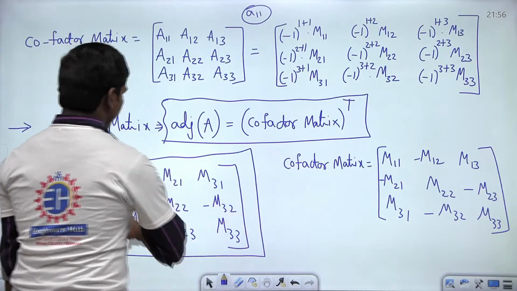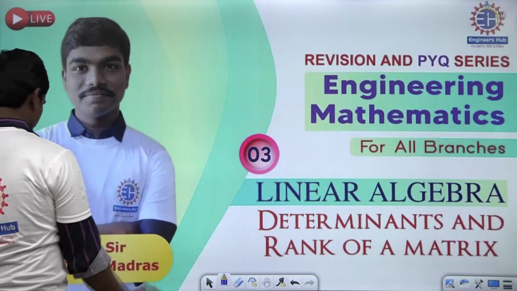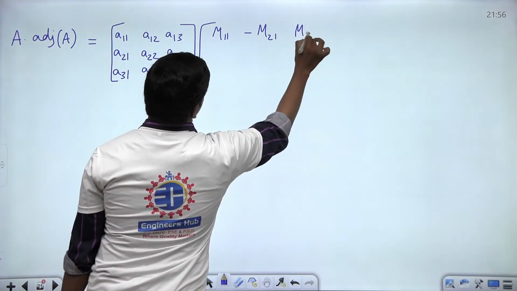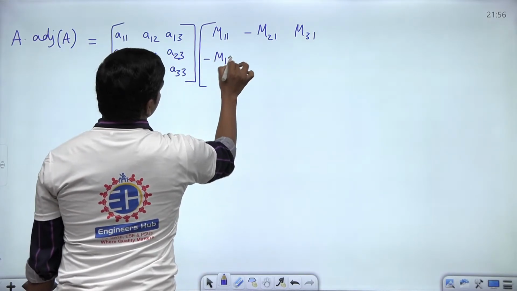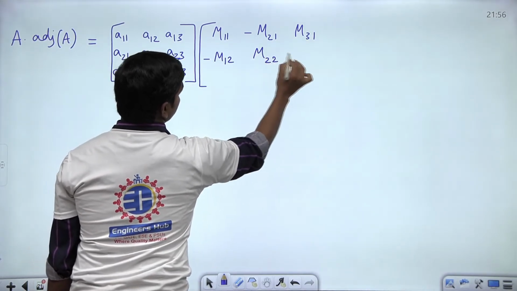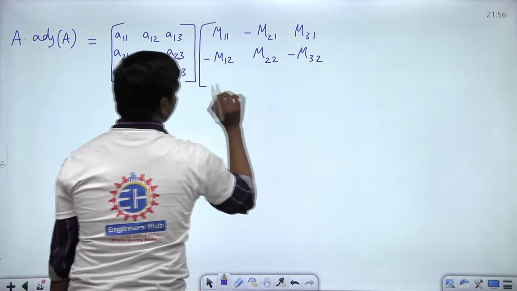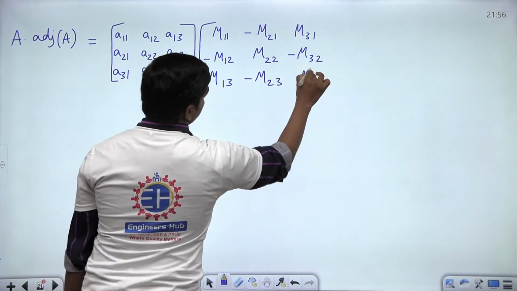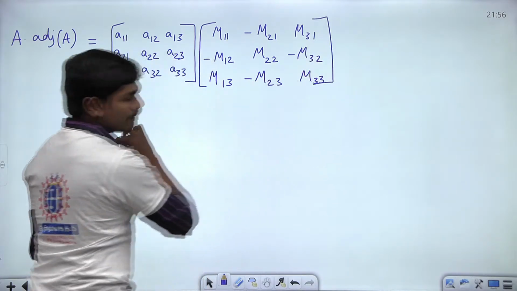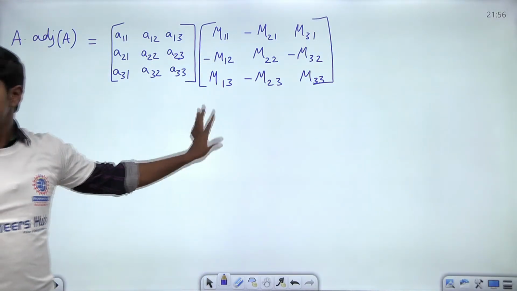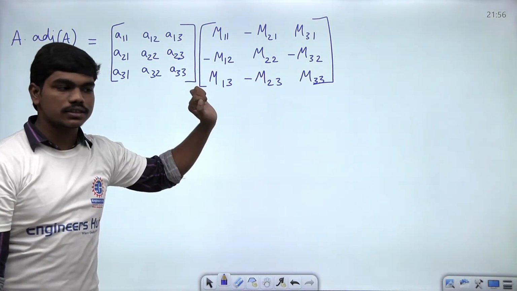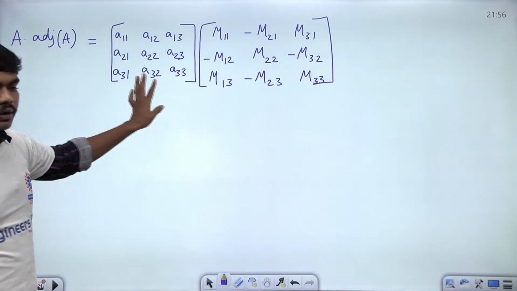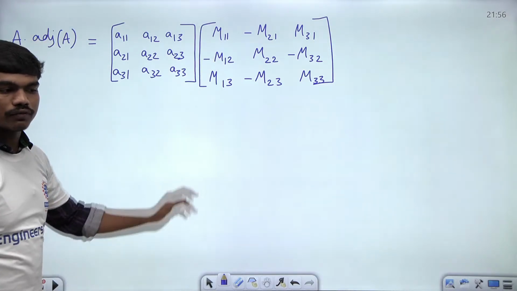yeah, see here. Now this is the adjoint of A. So now M11, minus M21, M31, minus M12, M22, minus M32. Similarly, M13, minus M23, M33. Correct? Is this what we have? Is A into adjoint A nothing but the product of these two matrices? Can you all understand this? Can you all understand that A into adjoint A is nothing but the product of these two matrices?